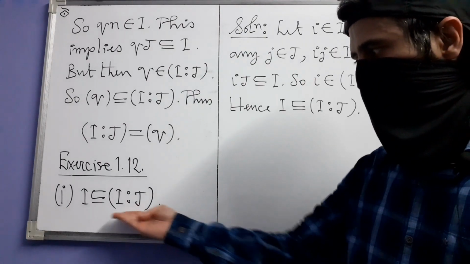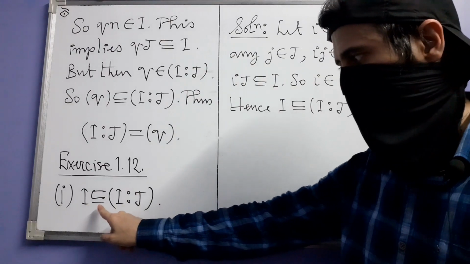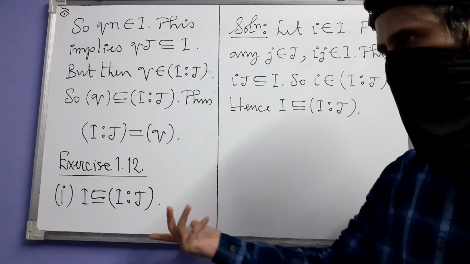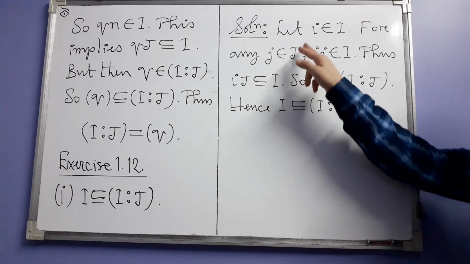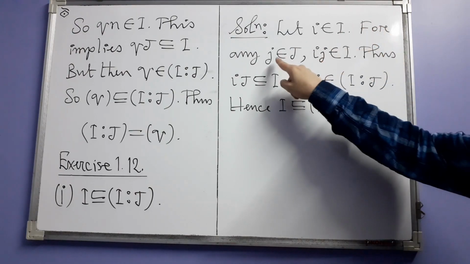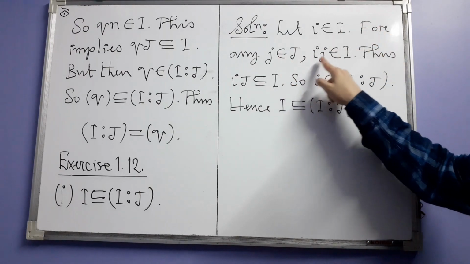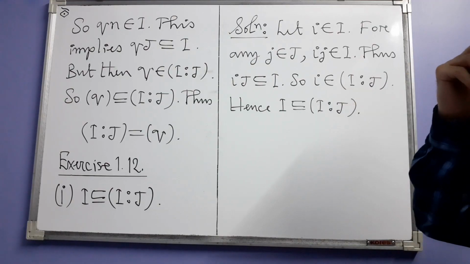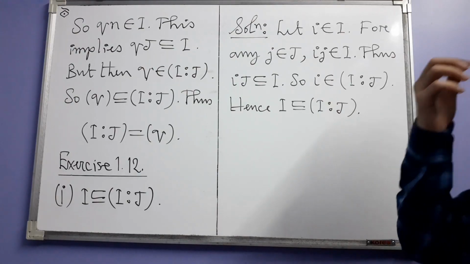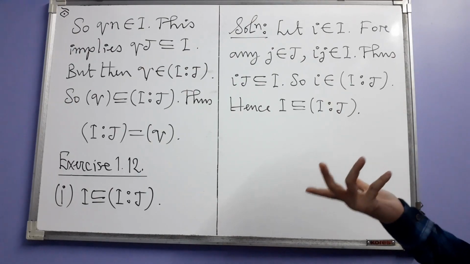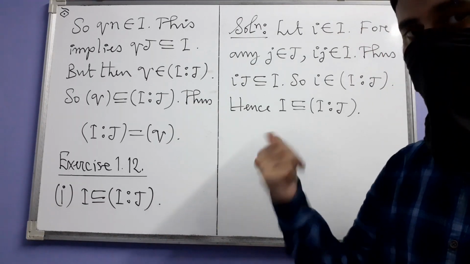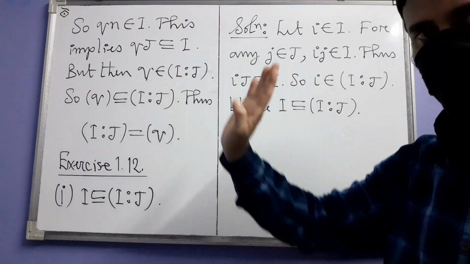So the first one is this: the ideal I itself is contained in the ideal quotient I colon j, and this is very easy in fact. So let's take any element i in I. Now for any element j in j, ij belongs to I because we are multiplying this ideal element i by some element in the ring. Oh, and I must also mention that these I and j are arbitrary ideals in some ring.